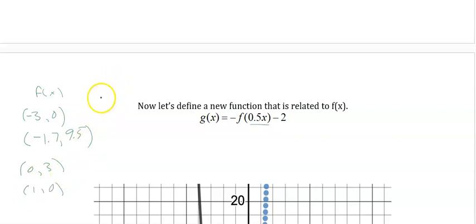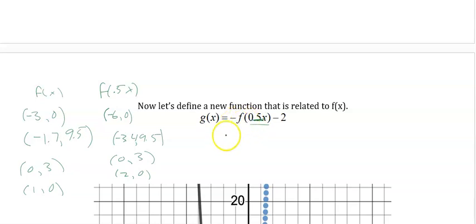So to get f of 0.5x, you're going to divide each x-coordinate by 0.5, which has the effect of doubling it. I'll have negative 6, 0. I will have negative 3.4, 9.5. Doubling 0 is still 0, so there's still 0, 3, and 2, 0. So I've taken care of this piece.